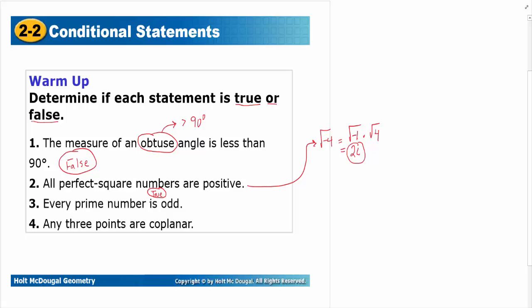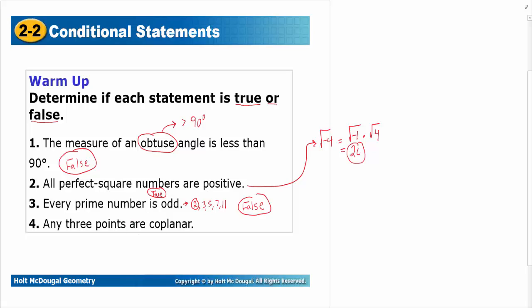Number three, every prime number is odd. Well, if you kind of start listing them, you would start right off the bat with 2. Now, after that, they're all odd. But we have a counterexample. By the way, 9 is not prime, so the next one after 7 would be 11. But again, we have a counterexample here, there's our counterexample. So this is going to be false. Again, if you can find one scenario where it's not true, well, it's a false statement.